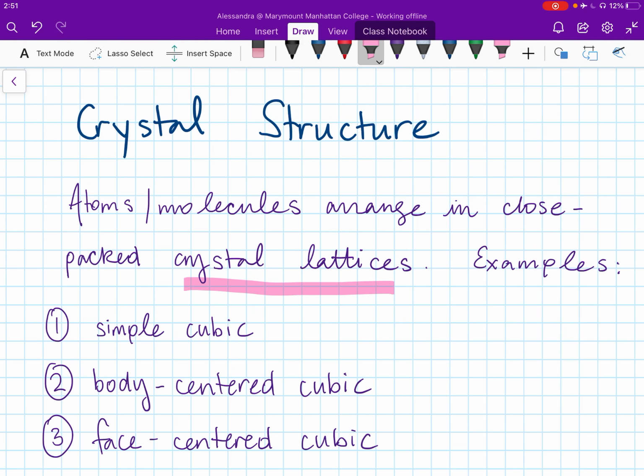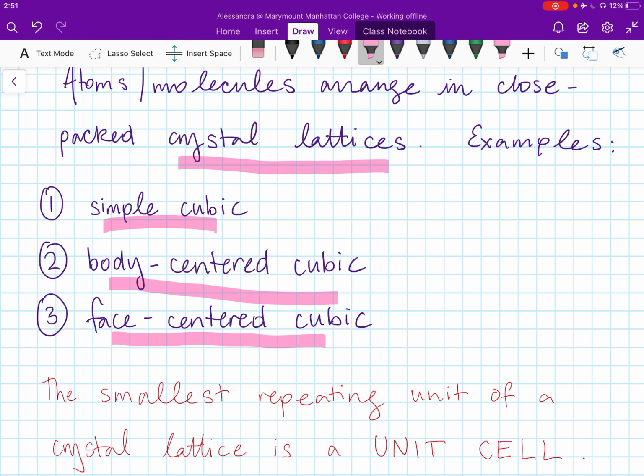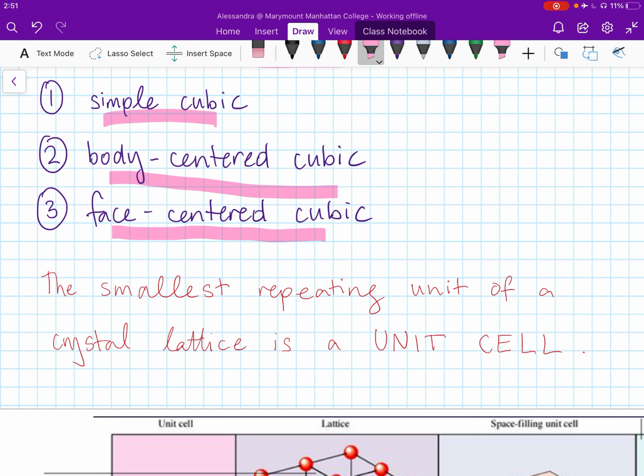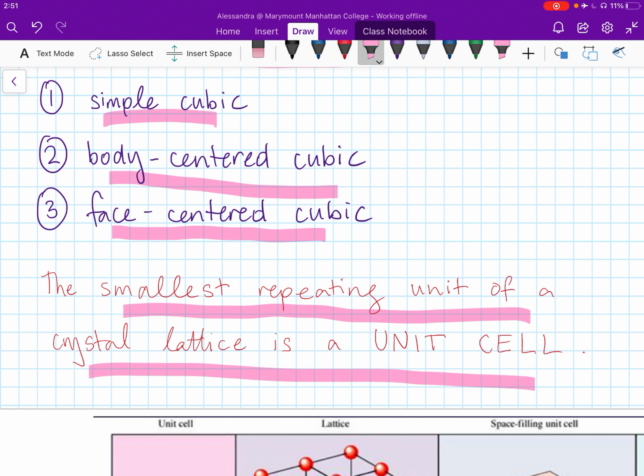Now, there are many, many different examples of crystal lattice structures, but we're going to talk today about three specific types: simple cubic, body-centered cubic, and face-centered cubic. In order to describe them, we're going to use the concept of a unit cell. The smallest repeating unit of a crystal lattice is known as a unit cell. So a crystal lattice consists of an extended network of many different unit cells repeating over and over again.